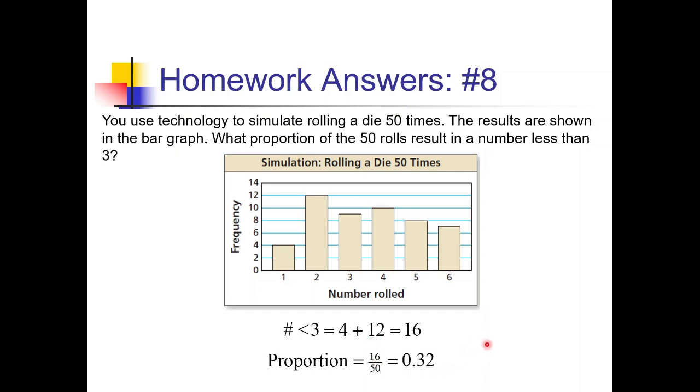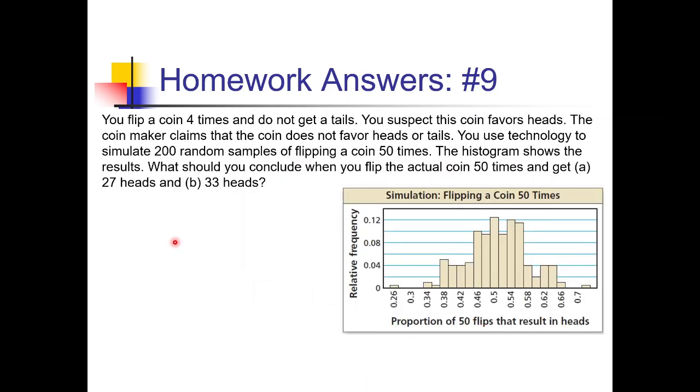On this problem, we flip a coin 4 times and do not get tails. We suspect the coin favors heads. The coin maker claims that the coin does not favor heads or tails. You use technology to simulate 200 random samples of flipping a coin 50 times, and the histogram shows all those results. So what should we conclude if we flip the actual coin 50 times and get the following results?